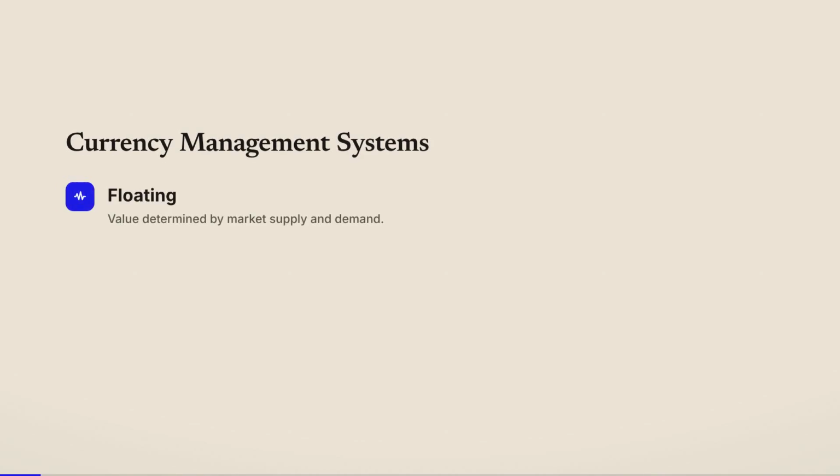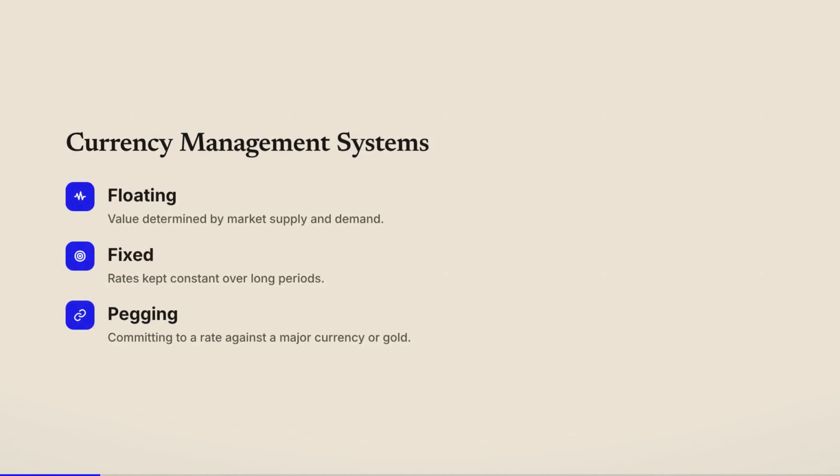Countries choose different ways to manage their currency. In a floating system, supply and demand determine the value. If more people want the currency, its value rises. In a fixed system, the rate stays constant. Some nations choose pegging, where they commit to a fixed rate against a major currency like the US dollar. This provides stability for trade but requires the central bank to have large foreign currency reserves, often managed with help from the International Monetary Fund, or IMF.